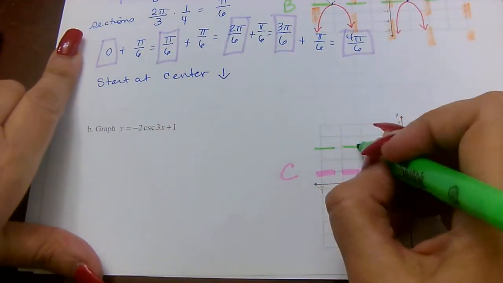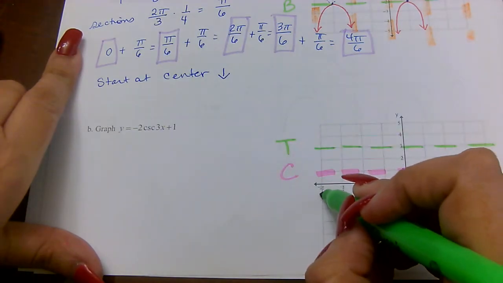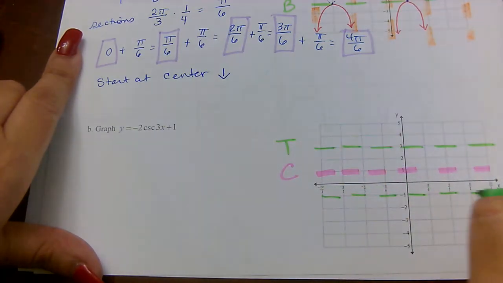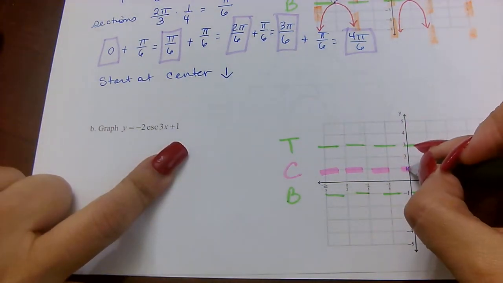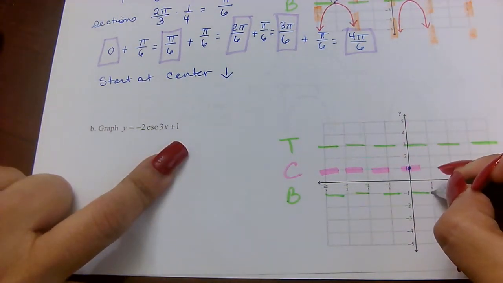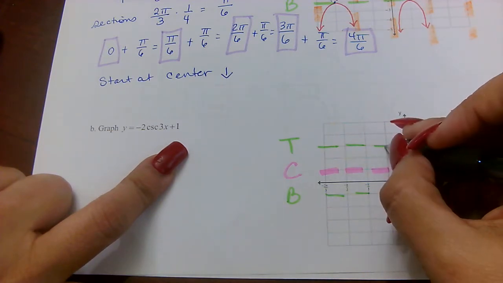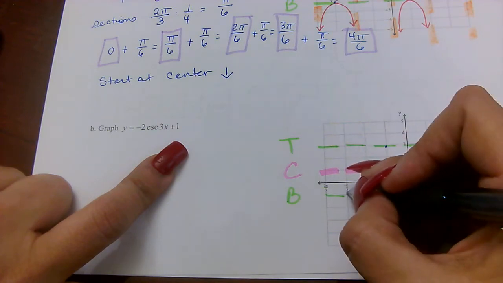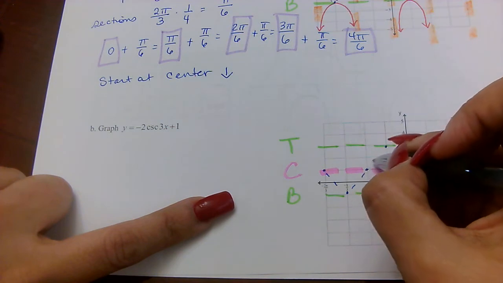Then I'm going to go ahead and graph the top and bottom 2 from the center. So 1, 2, here's the top. 1, 2, here's the bottom. Okay, all your other points are the same. Everything else is going to look practically identical. I'm going to go ahead and do this here, and then here, here, here, and here, and then we're going to go backwards. So this will be there, there, there, and there. And now I'm going to draw my dashed line.